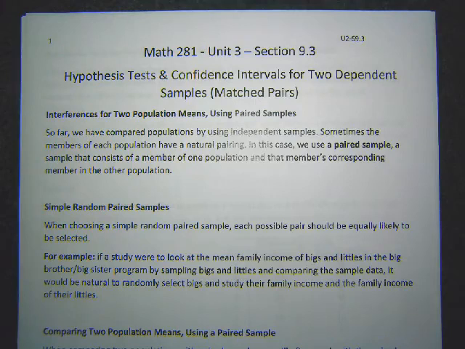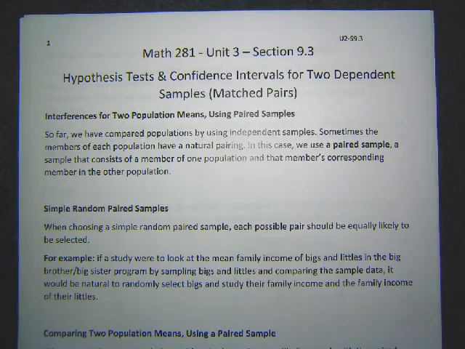We are on section 9.3. We're in the last section for chapter 9 for us. Next section will be moving on to chapter 10. So we're doing one more set of two population situations. So we're going to be dealing with doing hypothesis tests and confidence intervals.